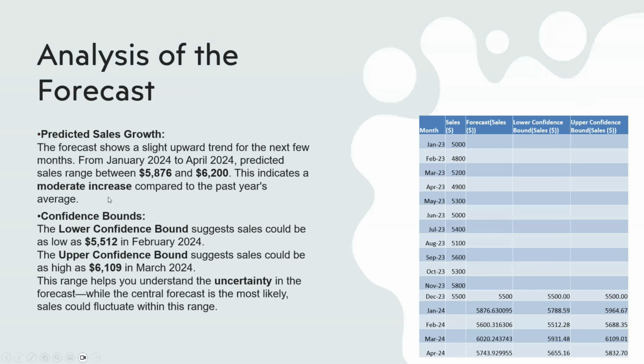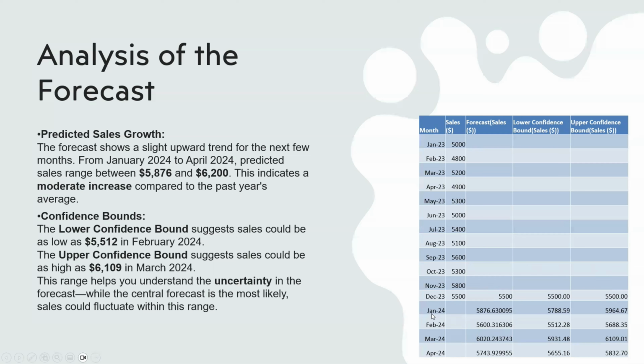Analysis of the forecast. Predicted sales growth. The forecast shows a slight upward trend for the next few months. From January 2024 to April 2024, predicted sales range between $5,876 and $6,200. So this indicates a moderate increase compared to the past year's average. Confidence bounds. The lower confidence bound suggests sales could be as low as $5,512.